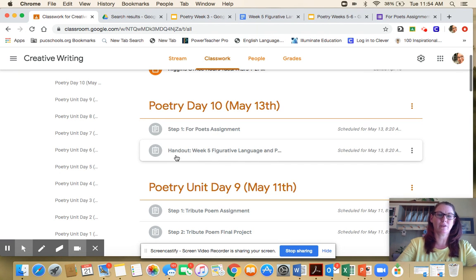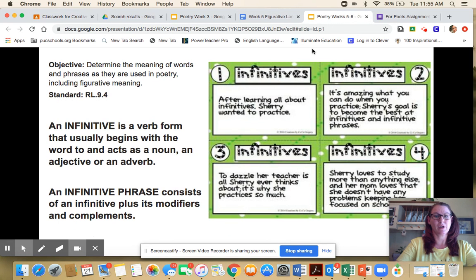And just as a reminder, this handout is your note taker. This is not a graded assignment. You do not have to turn it in. This is for you to use as a resource while you're taking the quiz, and you will also want to use it during the unit exam. So go ahead and open it up, and we're going to add infinitives and infinitive phrases.